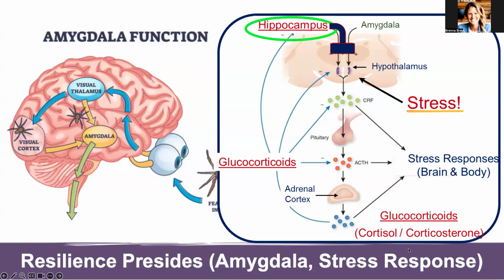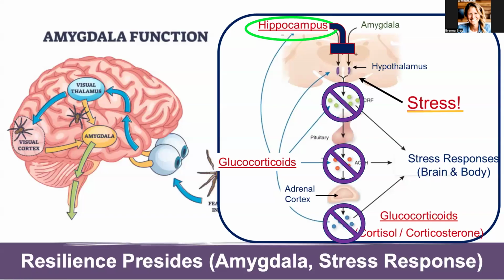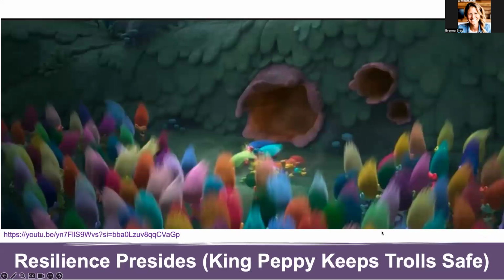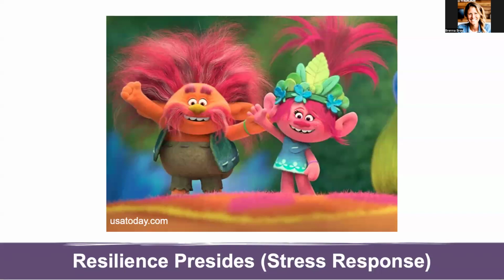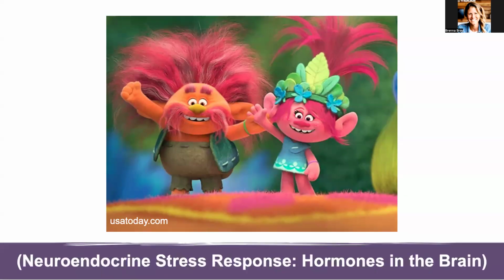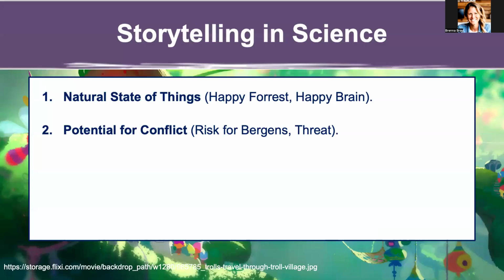That's one of our main resilience, safety, and, I would say, emergency mechanisms that we have to save us when we get into trouble. So here's the hippocampus turning that system off. And then again with the trolls, they had this escape mechanism, right? King Peppy led the trolls to safety, where they remained hidden from the Bergens so that they could be safe. And resilience presides thanks to our stress response and our own innate resilience. But those of you who have watched Trolls know that this is not where the story ends.